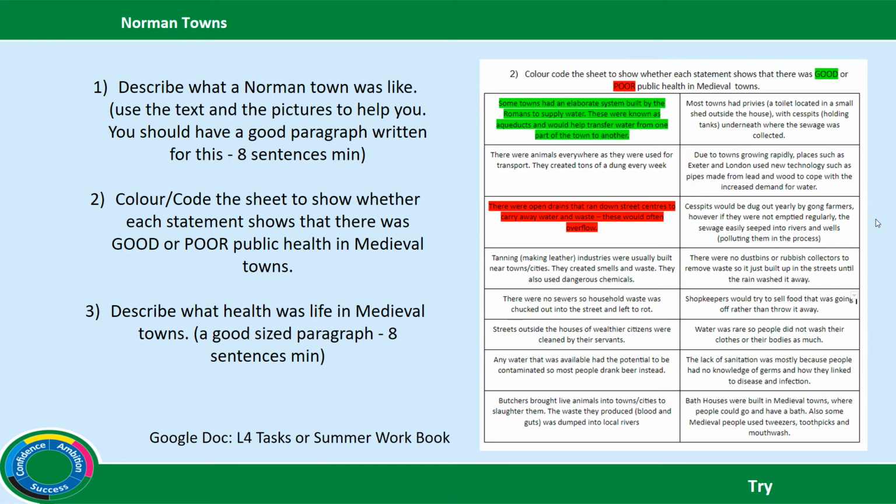When we talk about public health, we are talking about the health of the whole population. Okay, we're not just looking at health generally, we're looking at the population. So, how is this going to impact on people's health? Your third task is to describe what health was like in medieval town. So, look at your color coded table to help you with this task. Is it good? Is it poor? Why do you think this? What evidence have you got from your table to help you with this question? So make sure you are giving some detailed answers and are writing in full sentences.